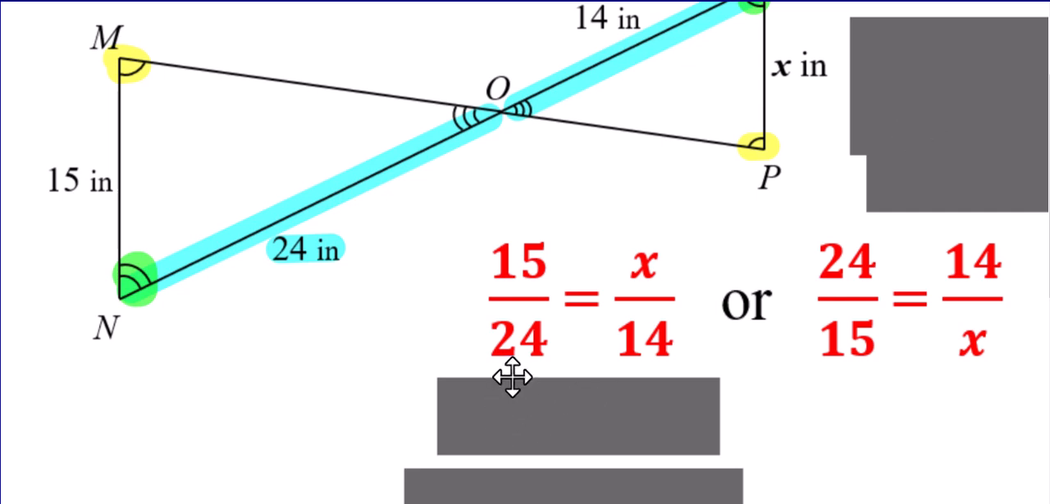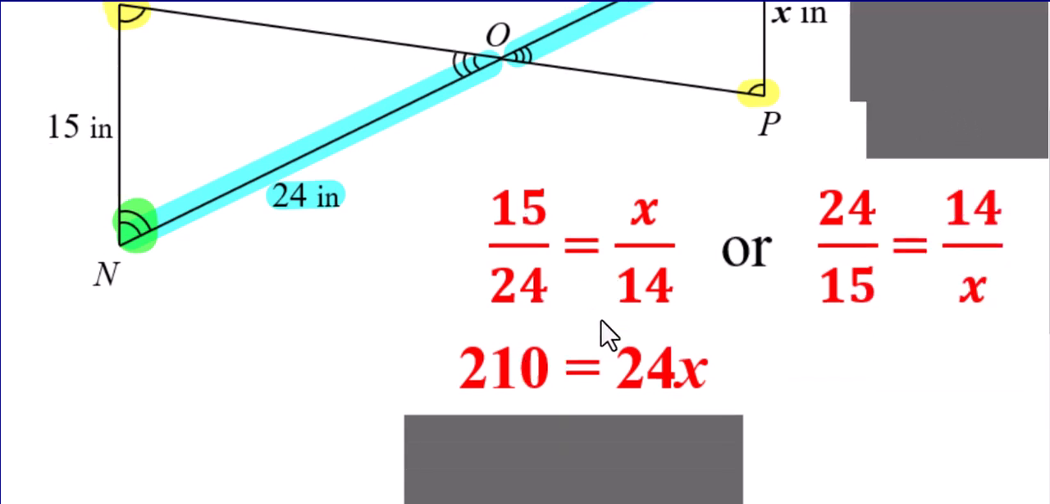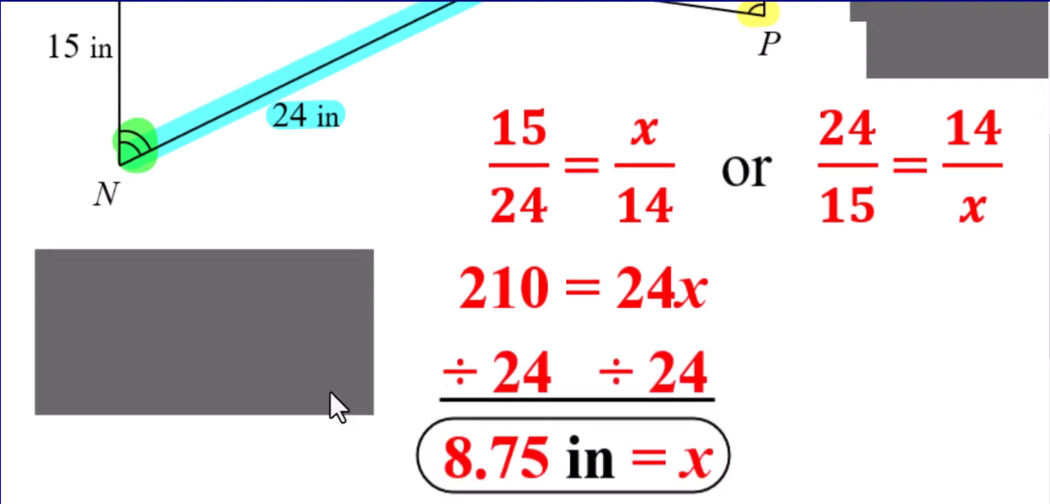Either way is fine. I'm going to go ahead and do the cross products rule. 15 times 14 is 210. 24 times x is 24x. Divide on both sides and you'll get 8 3/4 if you did a mixed number, or 8.75. Either way is fine. Inches is your unit of measure.